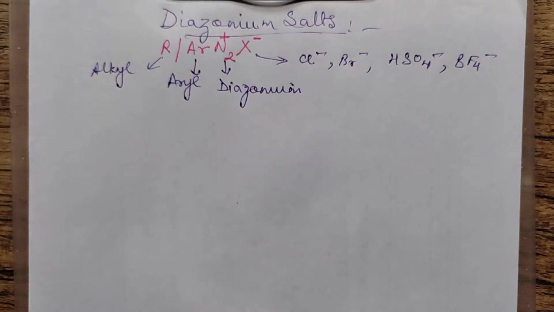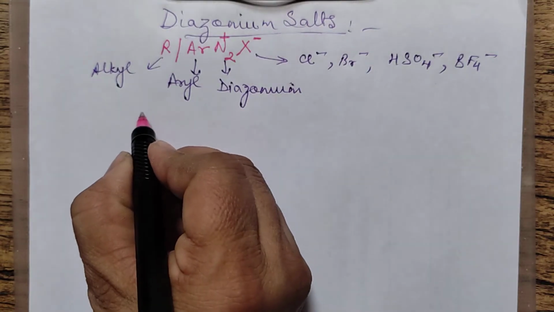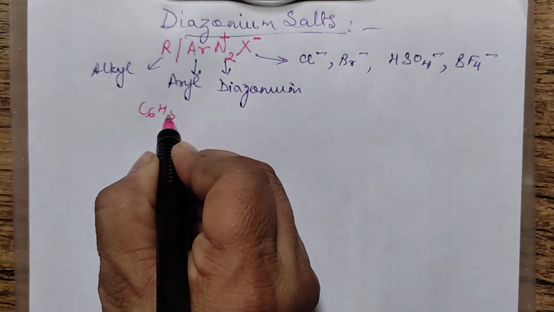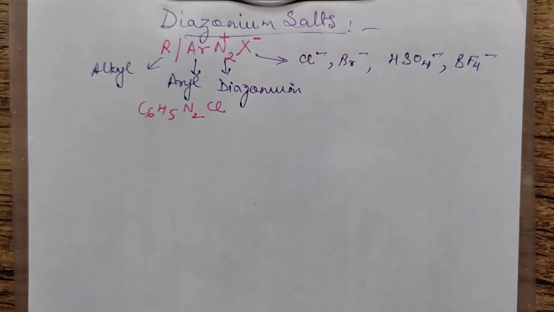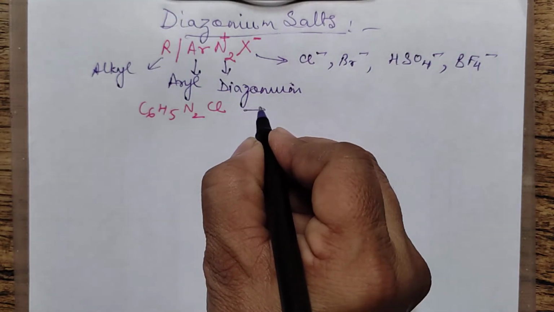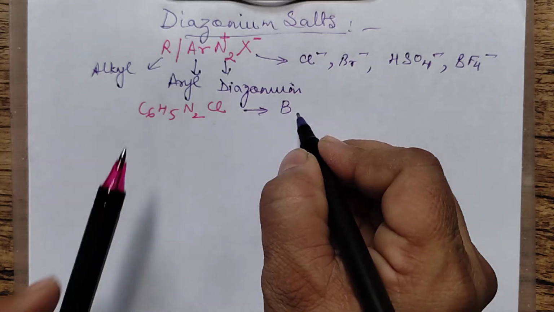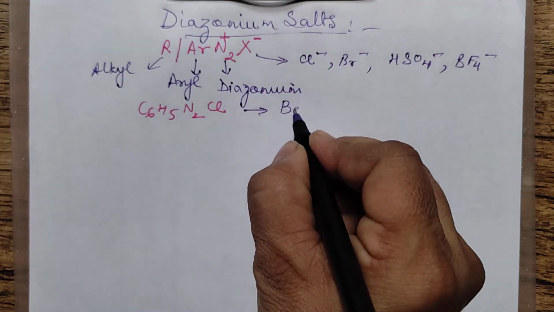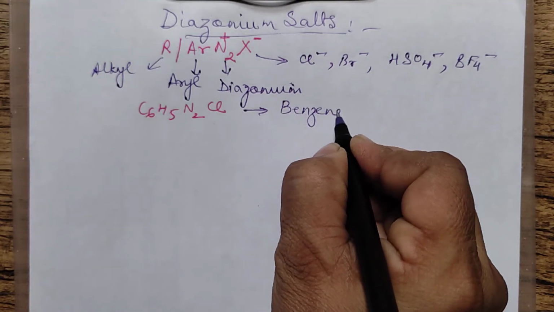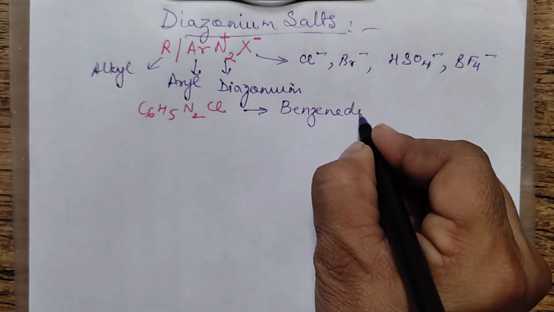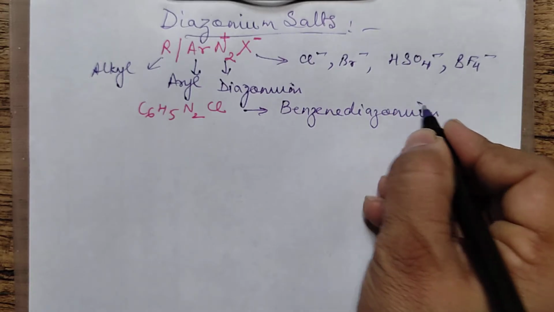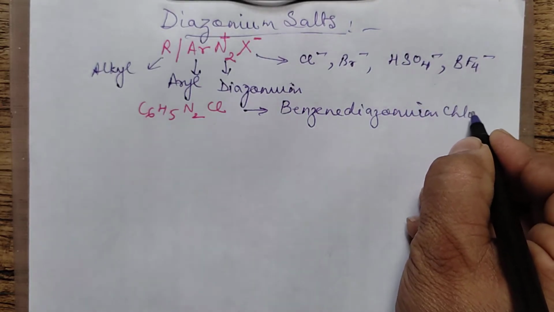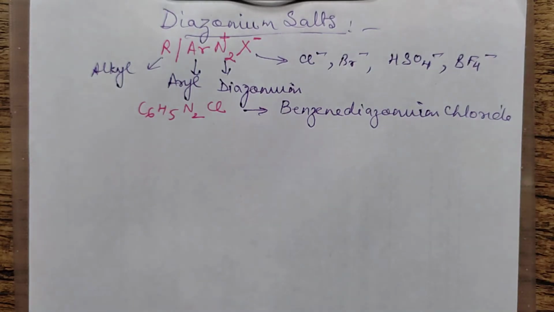Now suppose I write aryl as C6H5, and this is of course N2, and I am writing this as Cl. Then what will be the name? This part you will name as benzene, and this part is diazonium. So benzenediazonium, and Cl is attached to it. So we will call this chloride. If Br is attached, bromide.